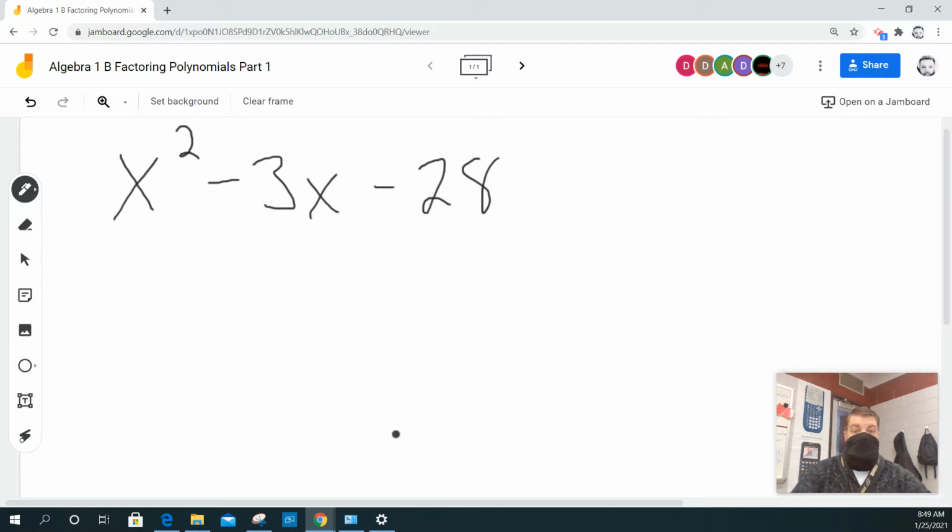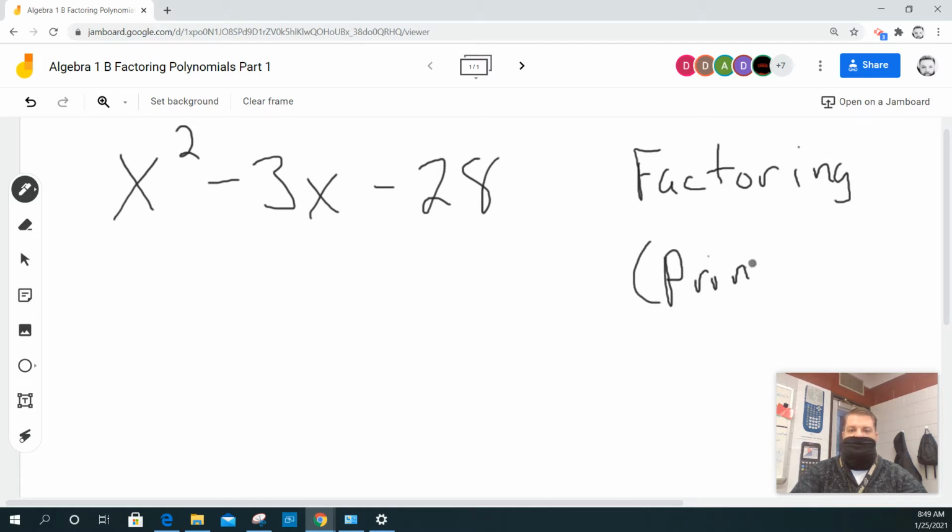So when I factor this, I want to know what the prime factorization is. Okay? So we're going to do factoring. And Mr. Adams used a big fancy word called prime factorization. Now, prime just means until you can't factor anymore. All right?